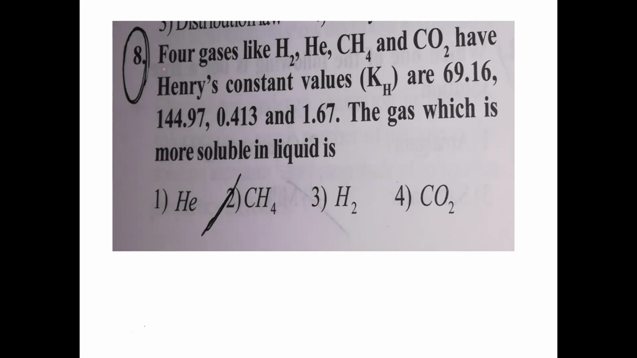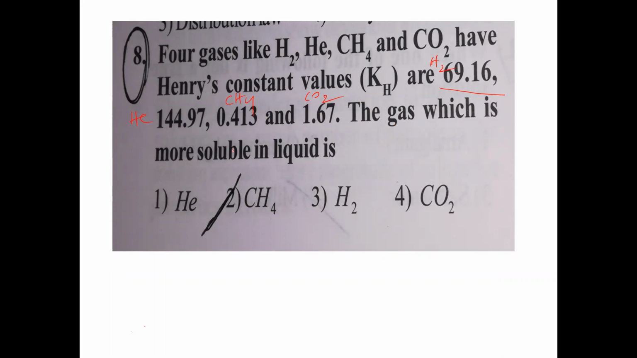Okay. First one is that four gases like hydrogen, helium, methane, CO2. These four gases have Henry's law constant, that is KH values, given here. 69.16 for hydrogen, and 144.97 for helium, and 0.413 for CH4, and CO2 has 1.67. So these are Henry's law constant values for different gases given.